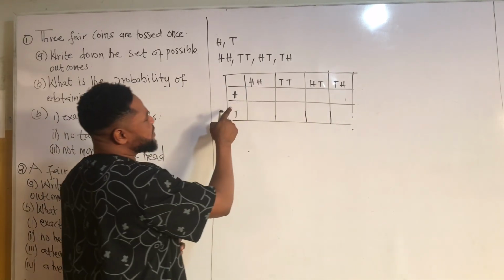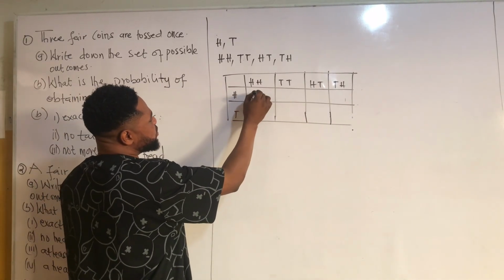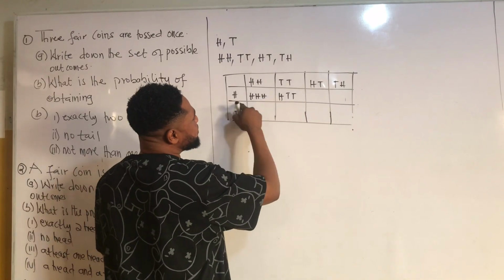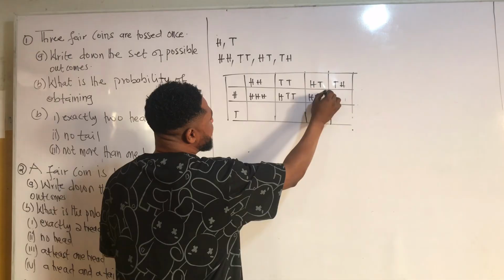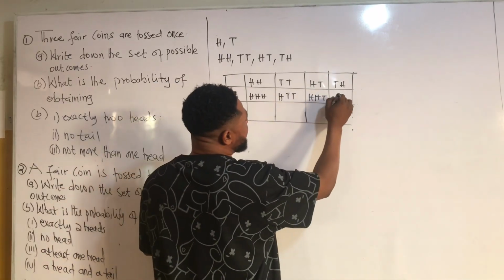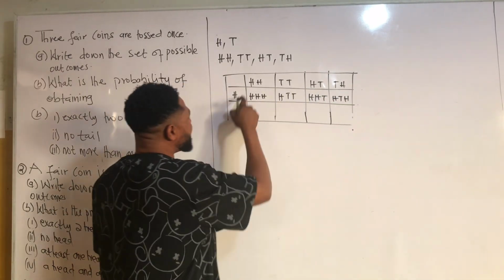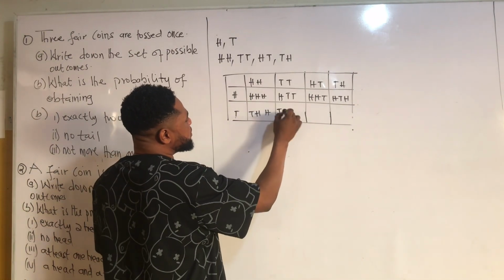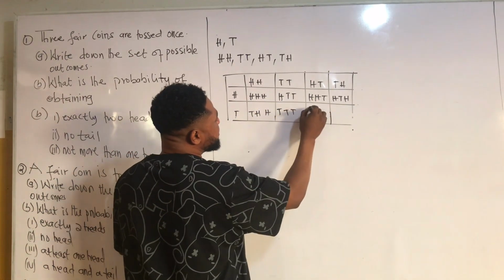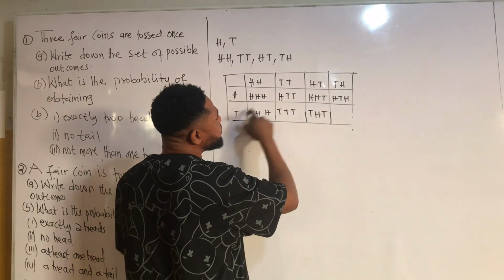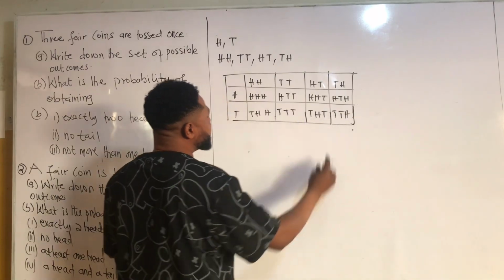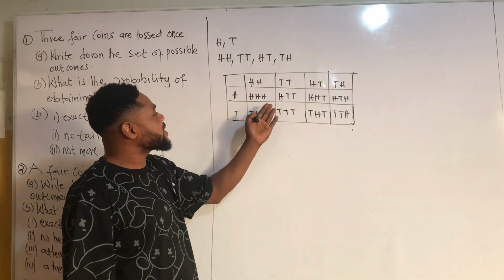So we just pair them. This will pair this. So you have head, head, head. You have head, tail, tail. You have head, head, tail. And you have head, tail, head. Tail, head, head. Tail, tail, tail. Tail, head, tail. And tail, tail, head. So this is how the outcome will be.